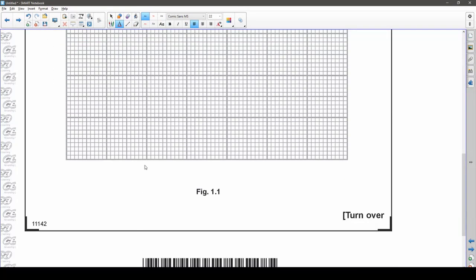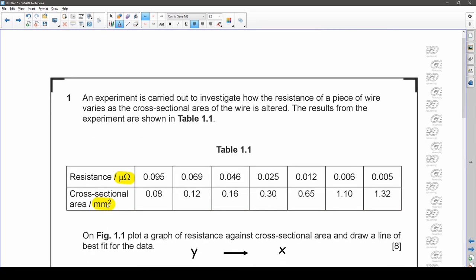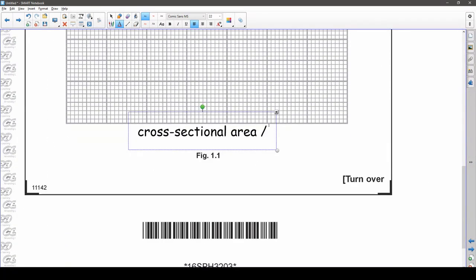And then on my x-axis, I'm going to want to have cross-sectional area. So down here, we want cross-sectional area. And then again we'll need a slash, and what was the unit for that? We'll flick back and have a little look. It was millimeters squared. Now notice I'm not abbreviating, I'm not calling it CSA, I'm using exactly what they've used in the table, because why would you put yourself at risk? They use exactly what they used.